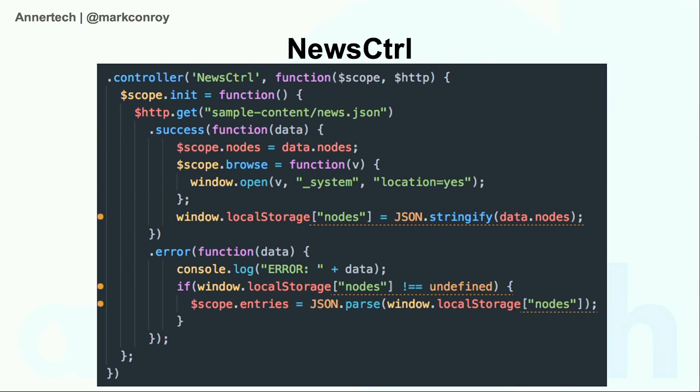So it's a slight bit longer here, but it's not much more detailed really than the personal controller. So we're again going to say use HTTP service to get sample content /news/JSON. So that's the news listing page. Data.nodes is going to be our scope here, and then scope.browse. So if you do want to browse something, if you do click on whatever it is and you want to use the browser, then it's going to say stay inside our own system. Don't use the systems that come with the phone or the tablet that you're presently using.